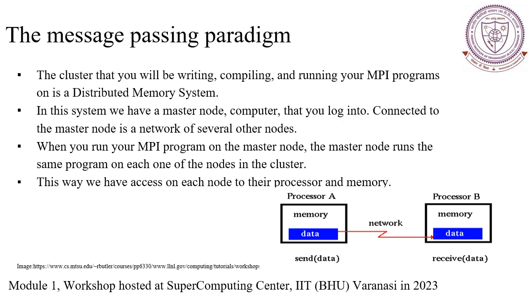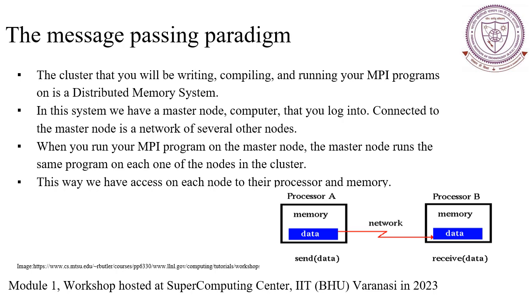The cluster that you will be using to run your MPI program is a distributed memory system. In a distributed memory system, each node has its own processor and memory. The nodes are connected to each other by a network. When you run your MPI program, the master node starts a copy of the program on each node in the cluster. Each node then runs its copy of the program independently. The nodes can communicate with each other by sending and receiving messages. This is done by using the MPI library.